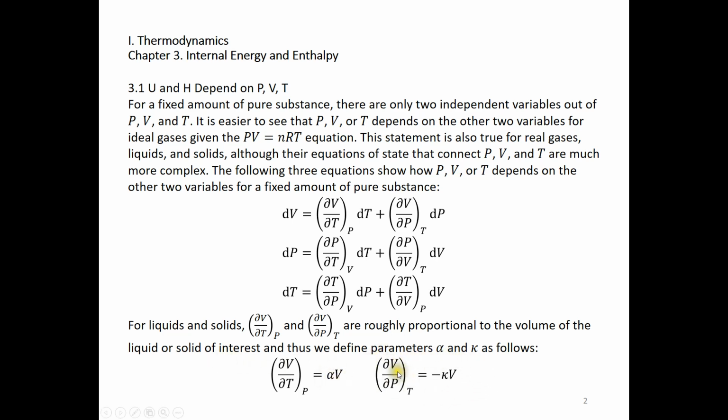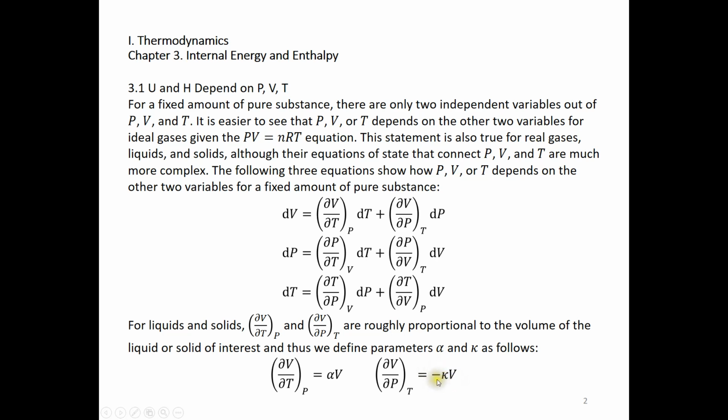And similarly, we say (∂V/∂P) under constant temperature is equal to negative kappa V. This kappa is also roughly a constant within a moderate temperature range and a moderate pressure range. Again, it just shows you (∂V/∂P) is proportional to the volume of the liquid or solid.